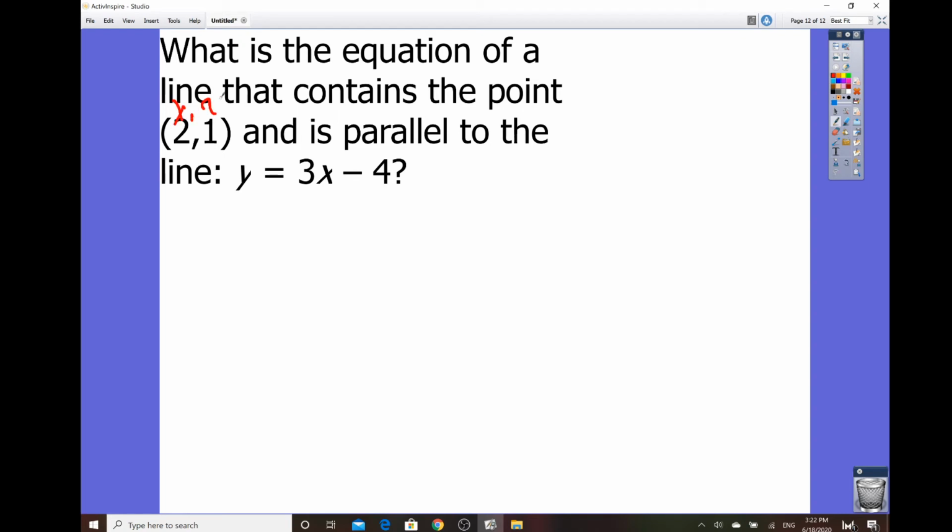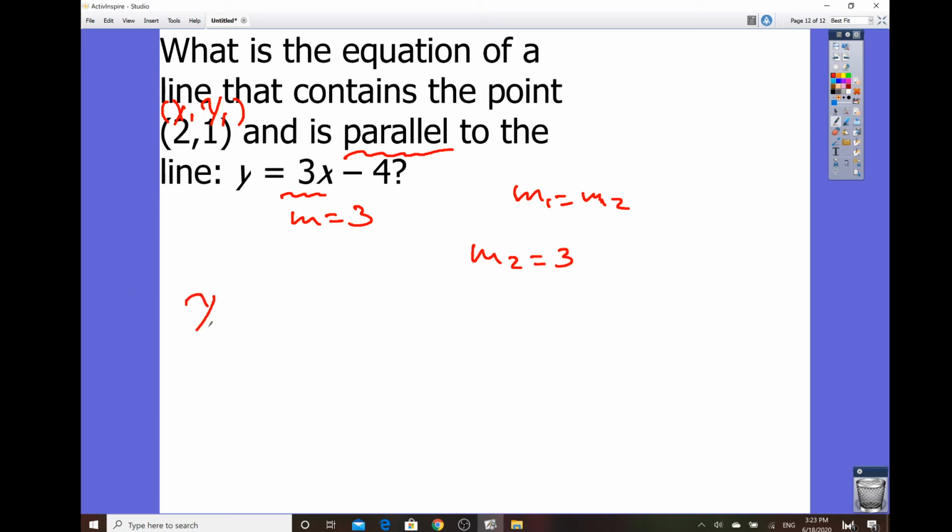So let's just identify what that is. So x1, y1, and the given slope is 3. Keyword, parallel lines. So two lines are parallel, that means the slope got to be exactly the same. So m1 equals m2. So we're using m2 equals 3.